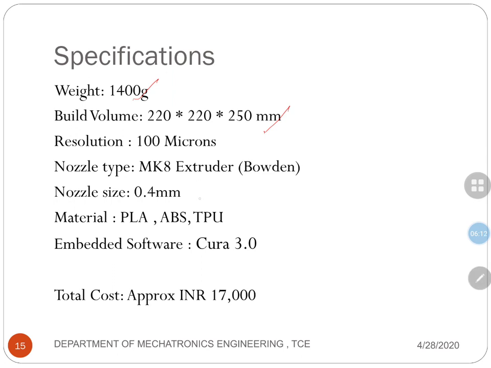Resolution is 100 microns. Then the nozzle type is MK8 extruder Bowden type. The nozzle size is 0.4 mm, which doesn't matter in our design, but the resolution, build volume, and portability are the main points of our design, right? PLA material is used. Embedded software Cura is used. Then the approximate cost is 17,000.